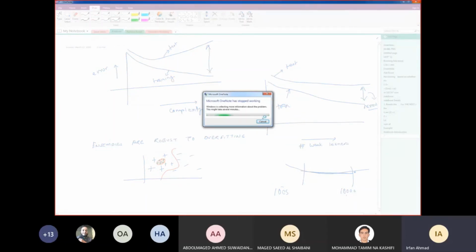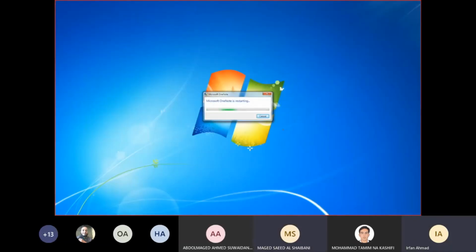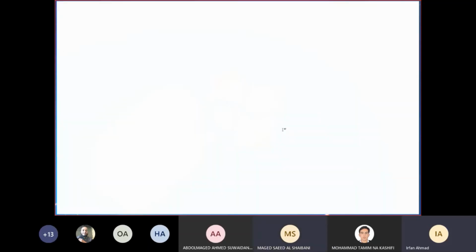I'm not sure what's happening every time it's restarting. So somehow in machine learning, the OneNote is not that happy.